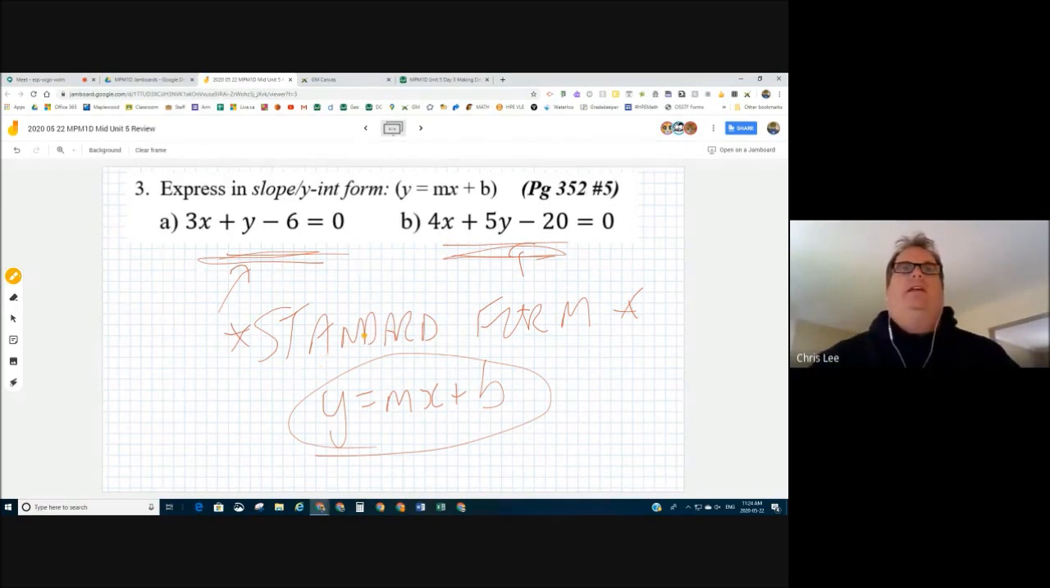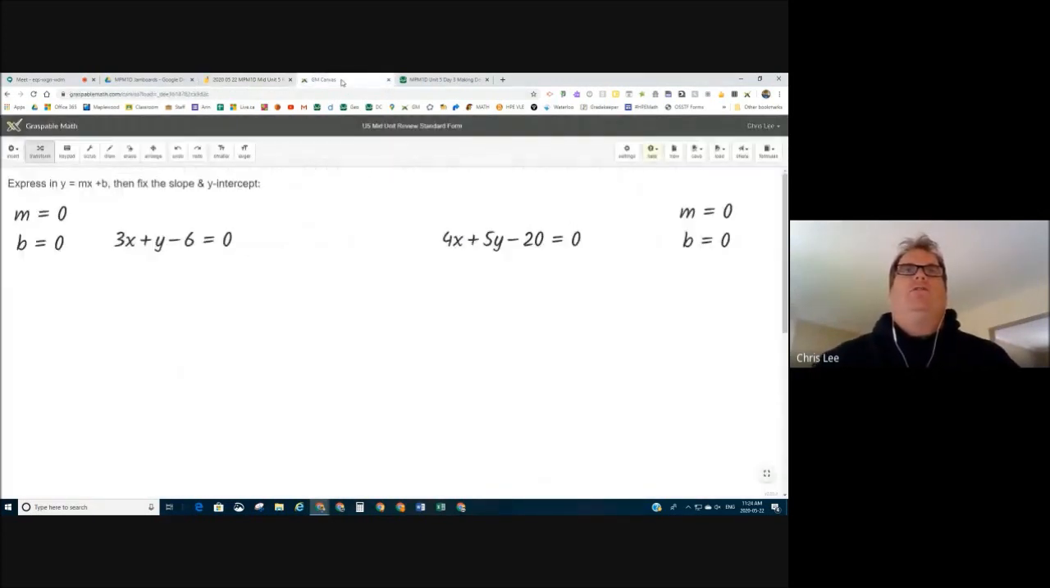So this was the one that we did on Graspable Math. So I'm going to go over here and just do it on this spot, so we can remind ourselves how we can go from this form into y equals mx plus b. To do this, we want the y by itself. So if you remember, you could push shift and click on the 3 and the x, and drag it to the other side. And this is the brilliant part of this program, it does the math for us.